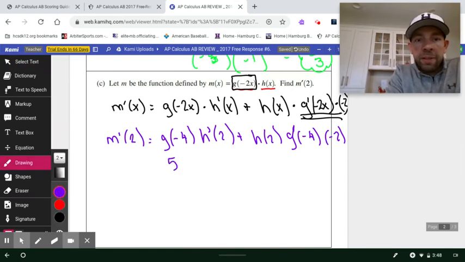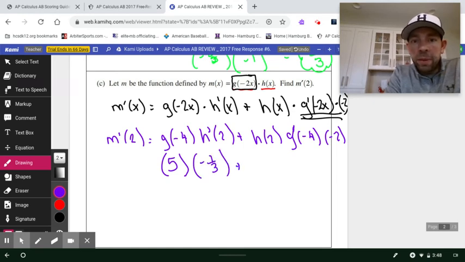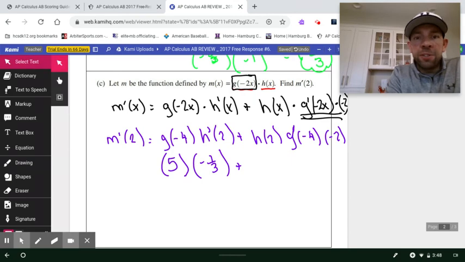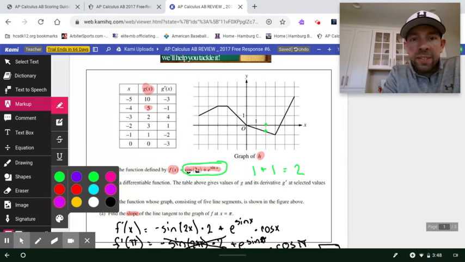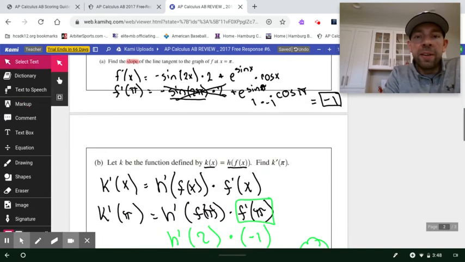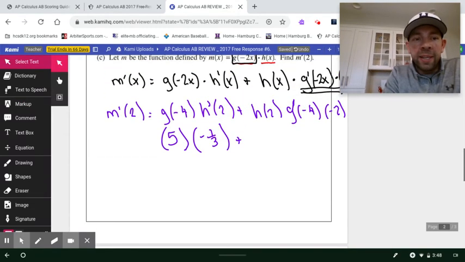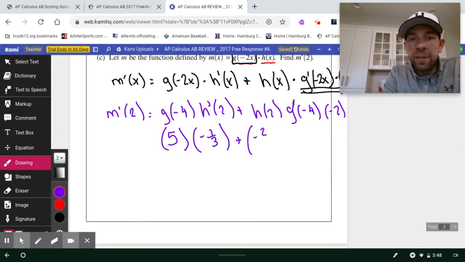So we've got a 5 here. And then h prime of 2 we already found to be negative 1/3 from the previous example. Now h of 2, let's go take a look at h of 2. We start at the origin, and that line segment has a slope of negative 1/3. So we're going to go negative 1/3, negative 2/3, and negative 3/3. So negative 2/3 is the value of h of 2 itself. I don't think we have to do any more work than just looking at it.